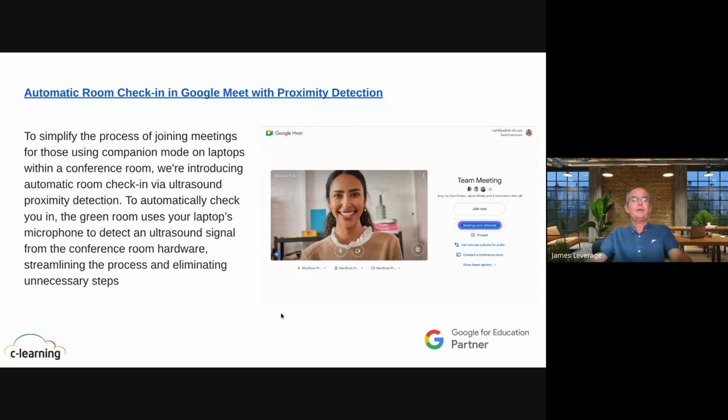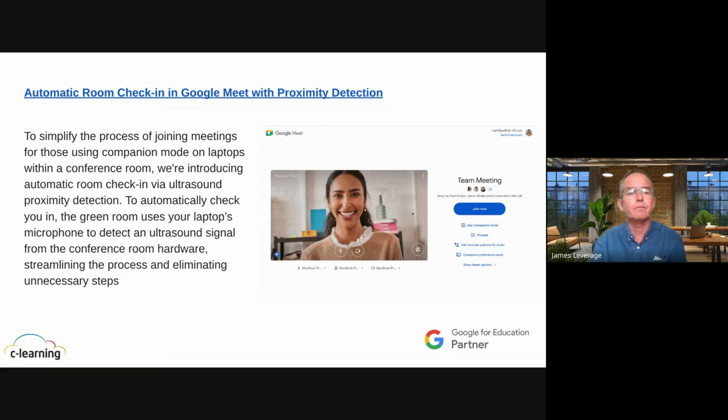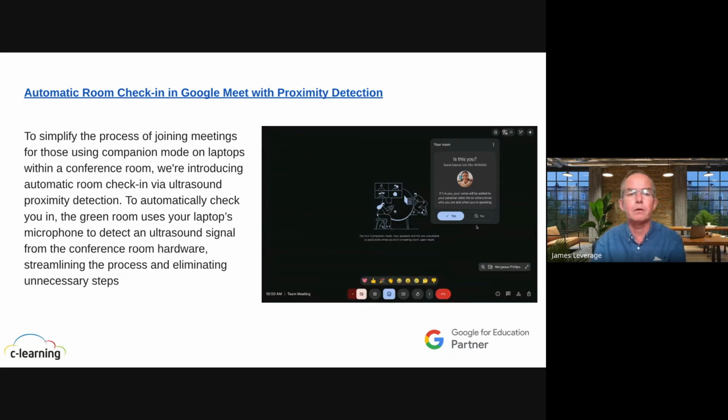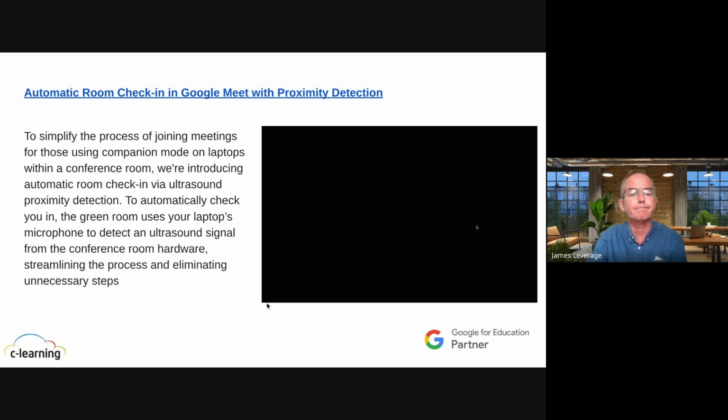So this is to do with Google Meet auto room check-in. You can just follow the little video there. It's basically using the companion modes on laptops within a conference room. There's an automatic room check-in now, with ultrasound proximity detection. So just another little thing when it comes to Google Meet.